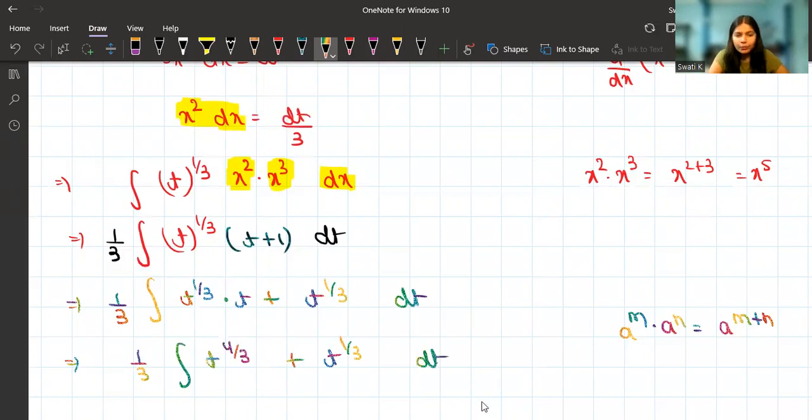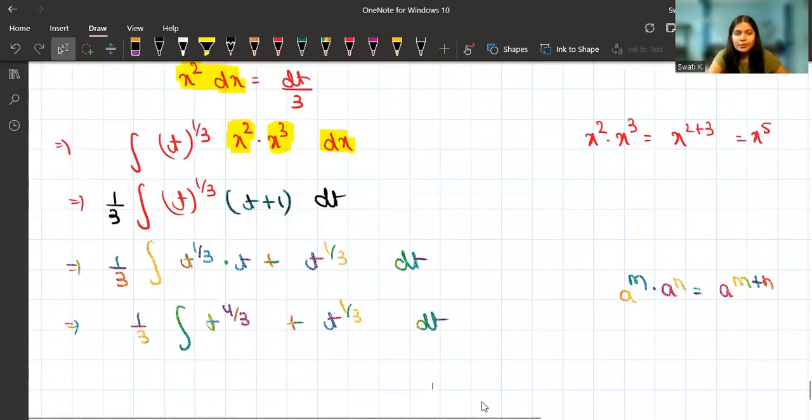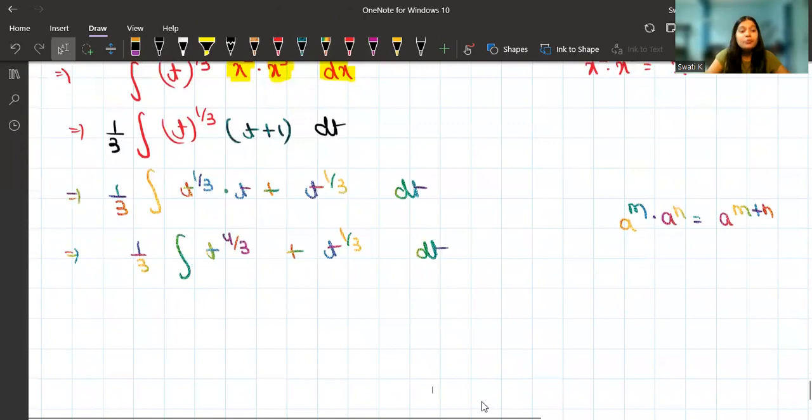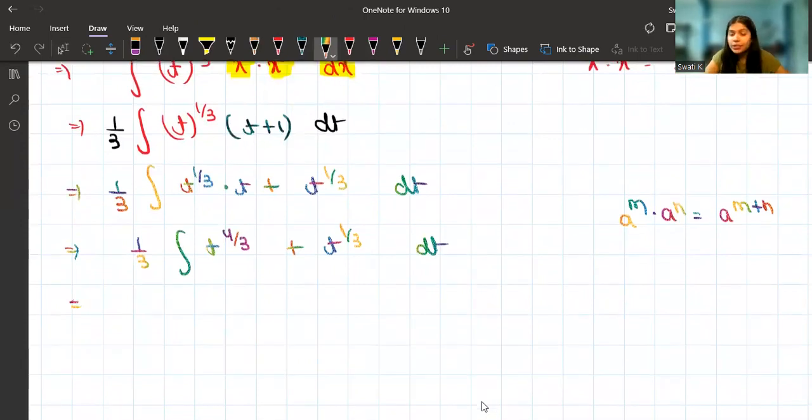Okay. So what I'm going to do here is I'm going to simplify the integration directly. If you want, you can separate the integration. That means you can write this as 1 upon 3 integration t raised to 4 upon 3 dt plus 1 upon 3 integration t raised to 1 upon 3 dt. But I'm going to simplify it like this.